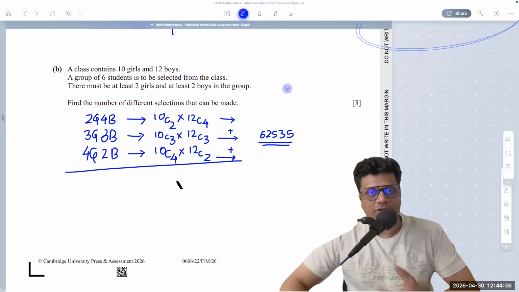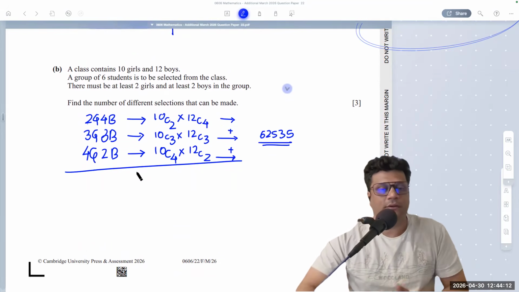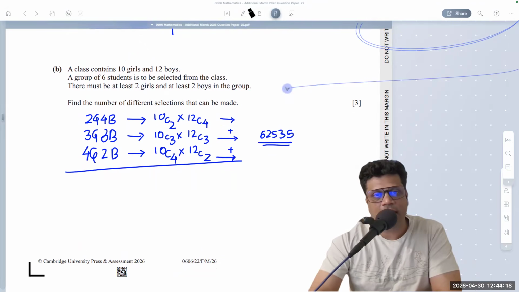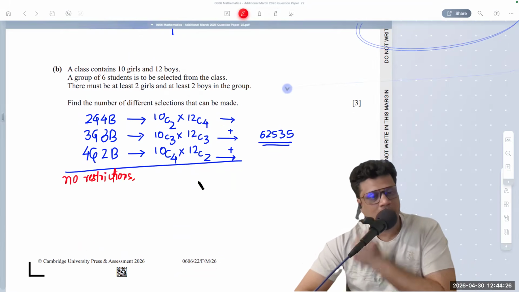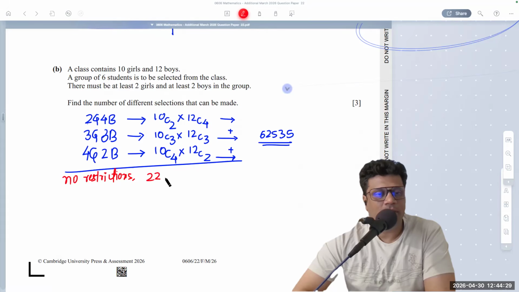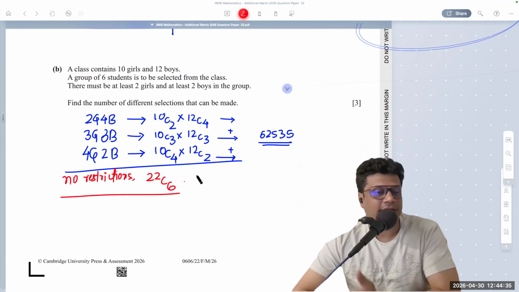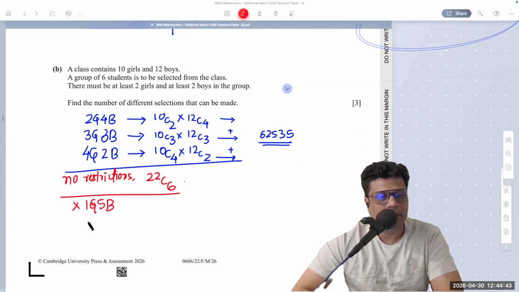I eliminate all the situations where there were not two girls or two boys in the group. First, no restrictions. So let's write it in a different color again for you not to get confused. 22 people, choose 6 out of them. 22C6 is what you do without any restrictions. What if there was one girl and 5 boys? Doesn't favor the outcome. What if no girls at all and 6 boys?